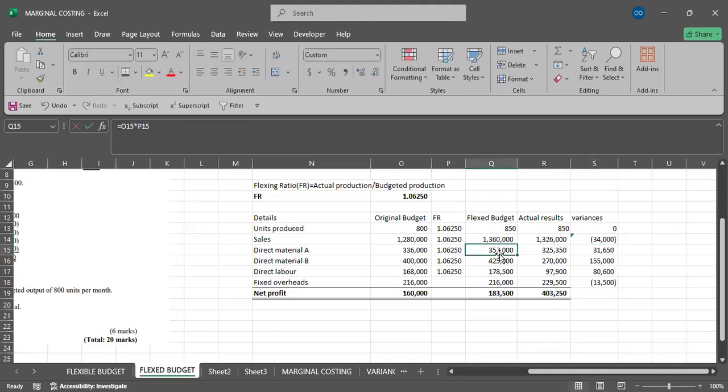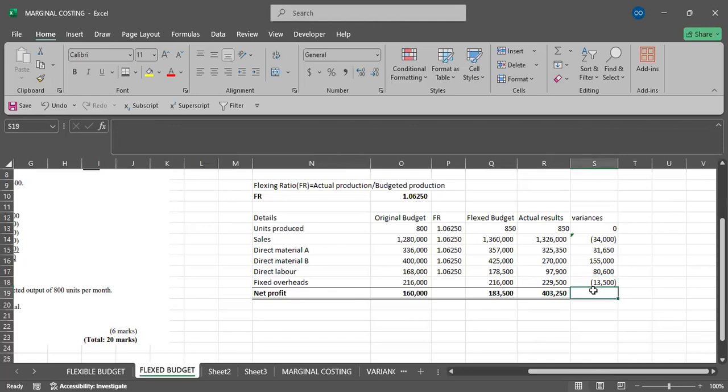I budgeted to spend 357. I spent 325. So that is now favorable. The fixed cost, 216 budgeted, 229 actual. That is adverse, right? That is what we have there.